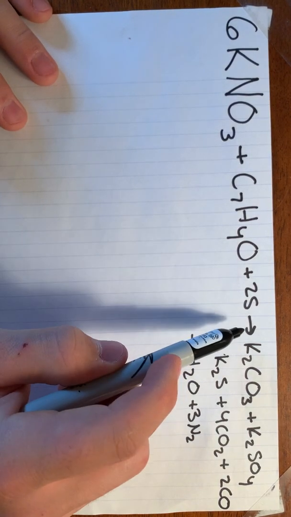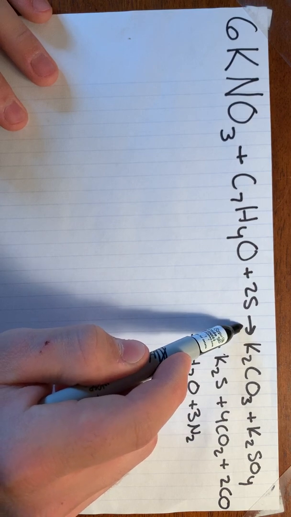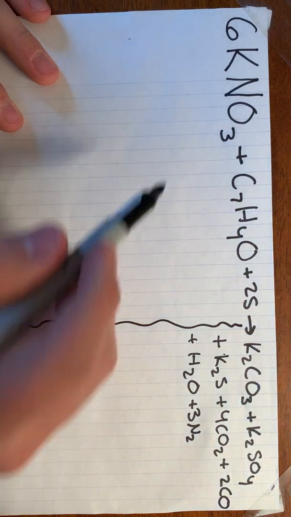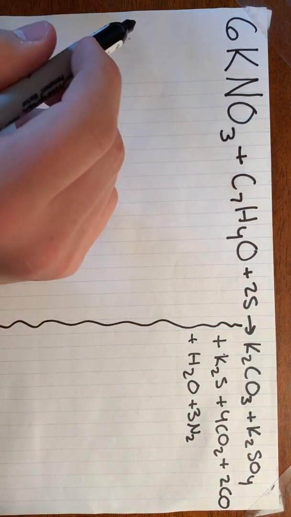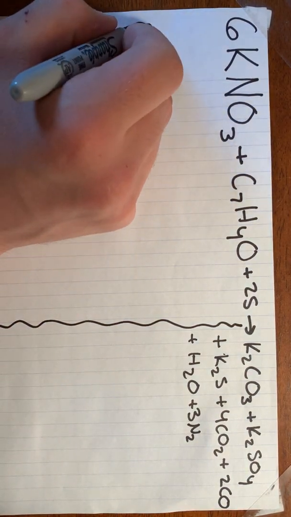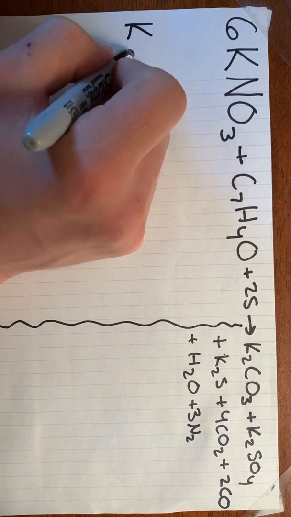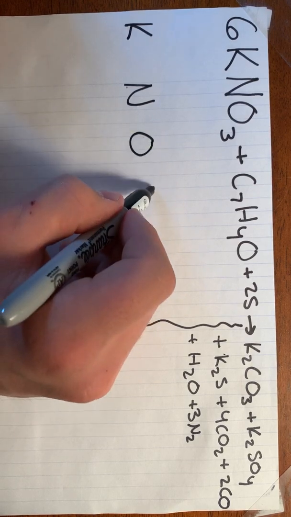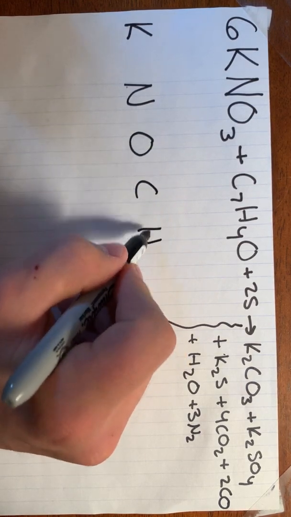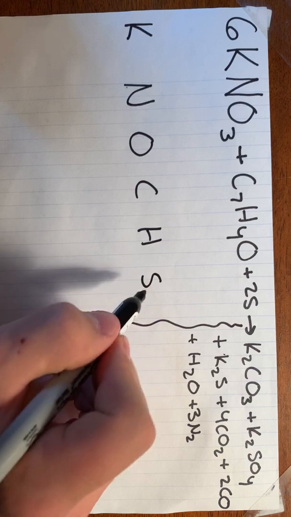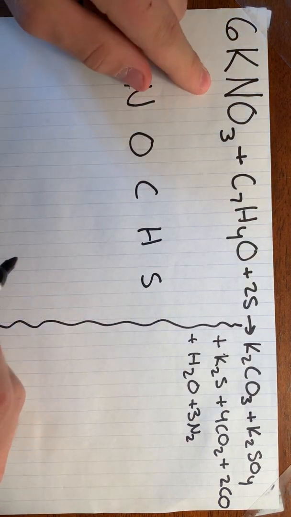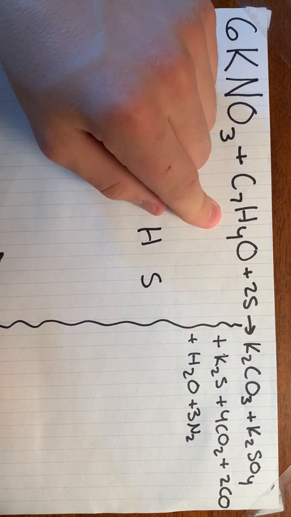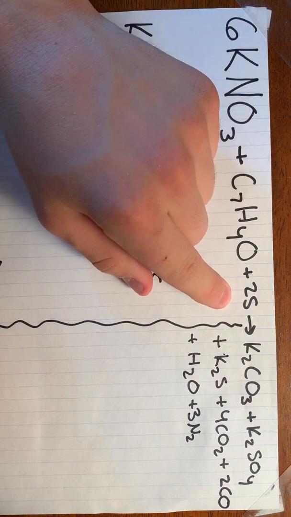Right here is where it separates into the reactants and the products, so I'm just going to draw a line right here. Then I'm going to list out all the elements within both sides. On this side there's potassium, nitrogen, oxygen, carbon, hydrogen, and sulfur. This compound right here is potassium nitrate. This one's charcoal, and this one's just sulfur.